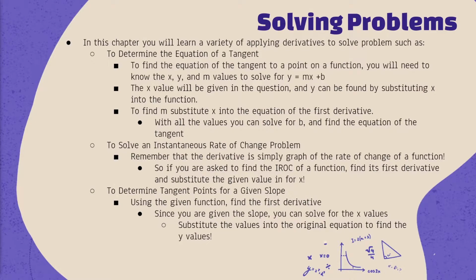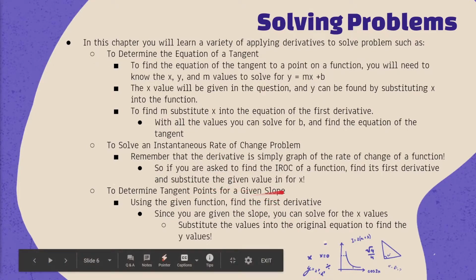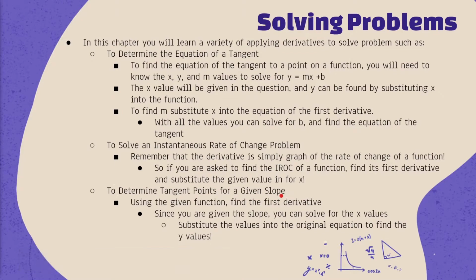The last type of problem that you may face is to determine the tangent points for a given slope. So it's the exact opposite of question 1 over here. Again, just like with all the problems, you'll need to find the first derivative. Now, since you've been given the slope, as it says here, you would substitute that into your equation, and then you could solve for x in this case.